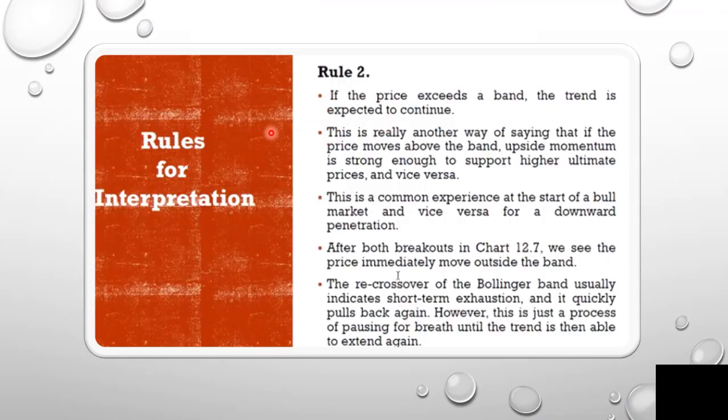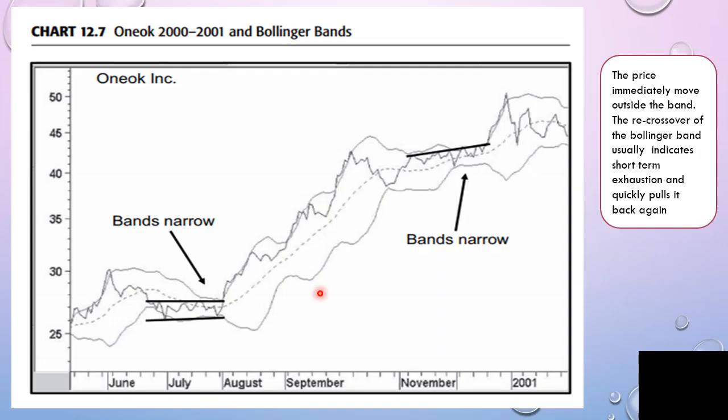Rules number 2, if the price exceeds a band, the trend is expected to continue. Okay, apa maksud dia? Kat sini, the price immediately move outside the band. So, the recrossover of the Bollinger Band usually indicates short-term exhaustion and quickly pulls it back again.